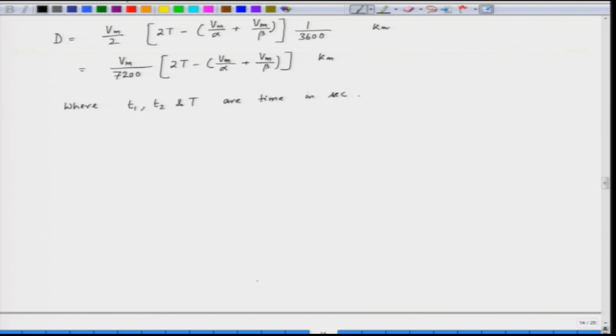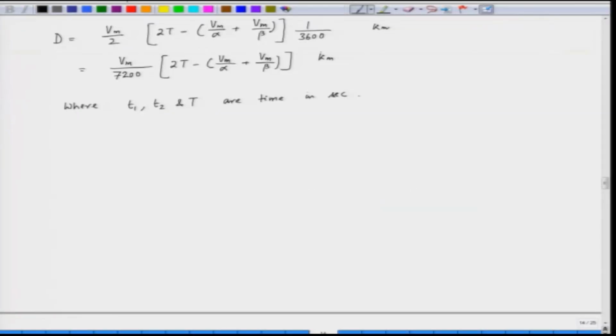So, all these times are expressed in seconds and the acceleration is given in kilometer per hour per second. If you want to find out the distance travelled between the two stops, that is given as Vm by 7200 into 2T minus Vm by alpha plus Vm by beta, in kilometers.